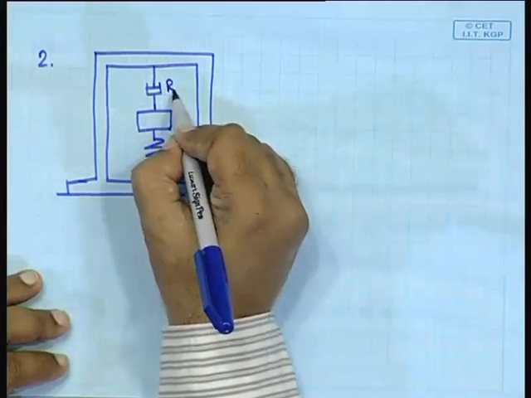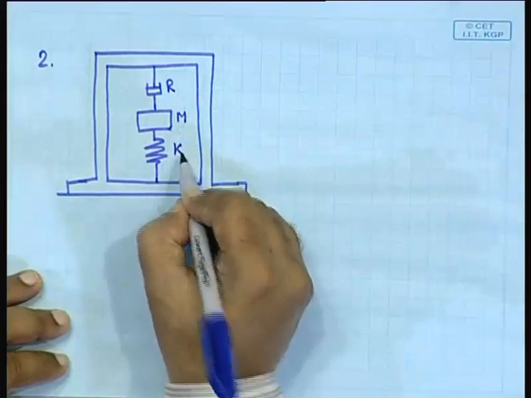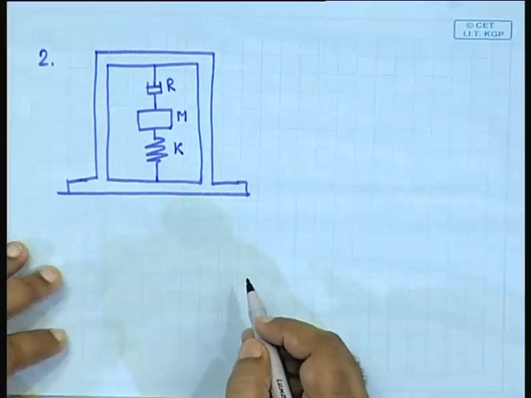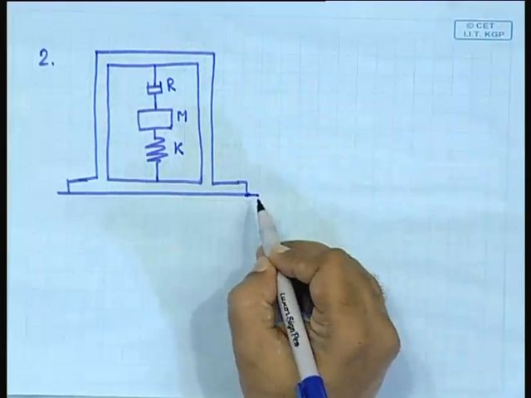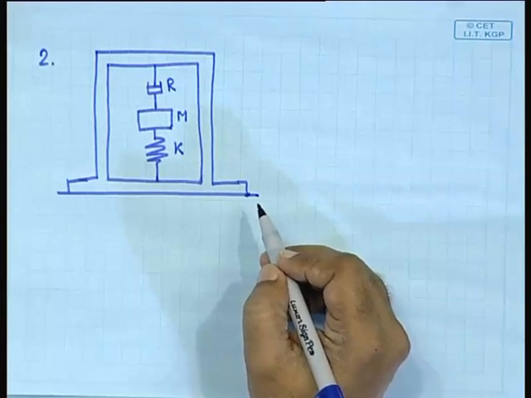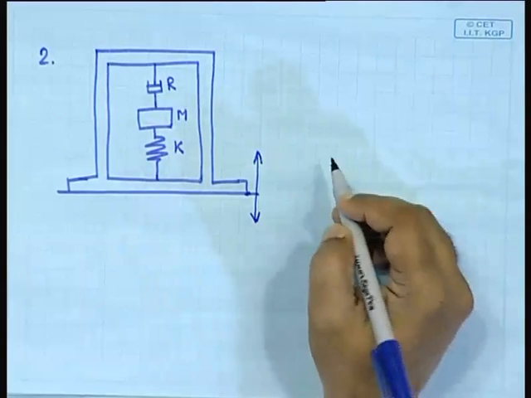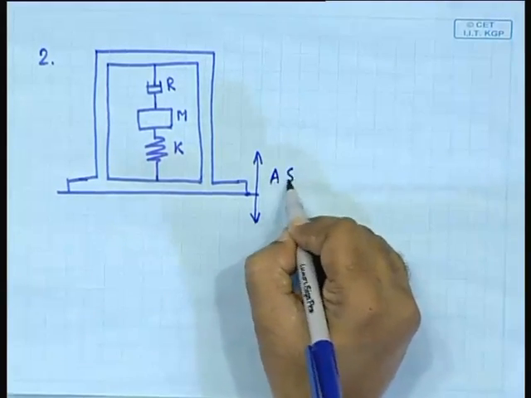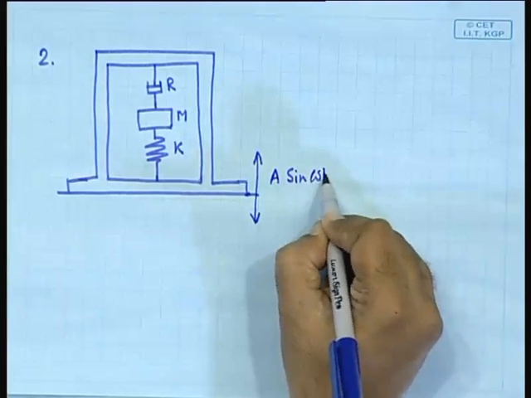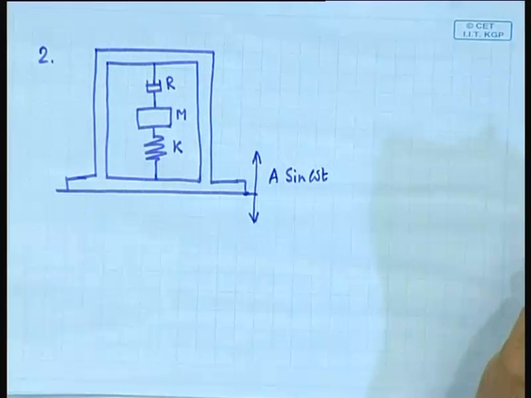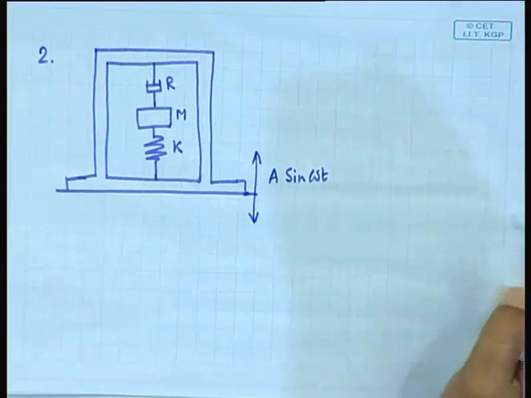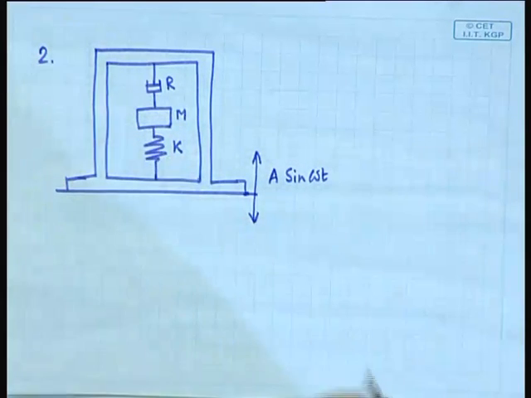Here is R, M, K, and this ground is oscillating with a sin omega t. Okay. So, obtain the equation for the vibration of this mass.